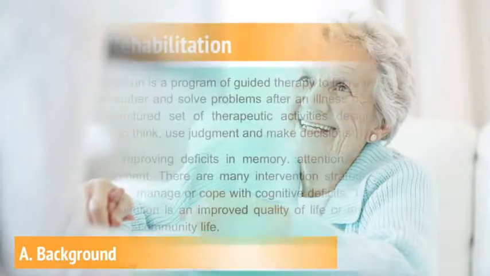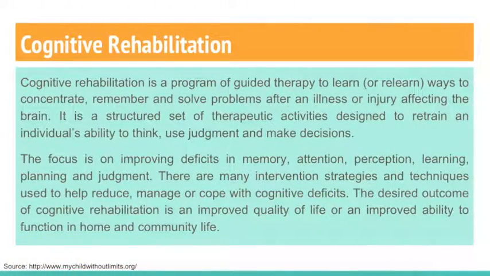Before we discuss the results and contents of the gathered studies, cognitive rehabilitation will be defined. Cognitive rehabilitation is a program of guided therapy to learn or relearn ways to concentrate, remember, and solve problems after an illness or injury affecting the brain. It is a structured set of therapeutic activities designed to retrain an individual's ability to think, use, and make decisions. The focus is on improving deficits in memory, attention, perception, learning, planning, and judgment.